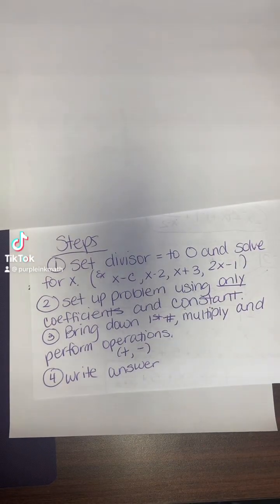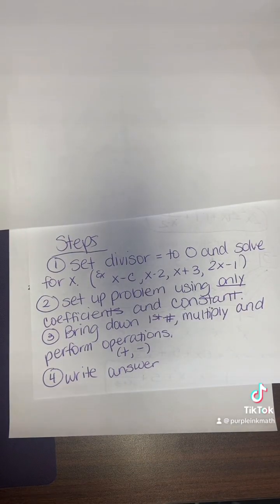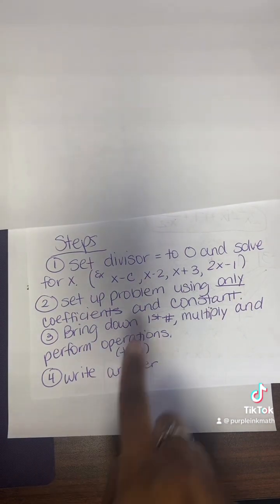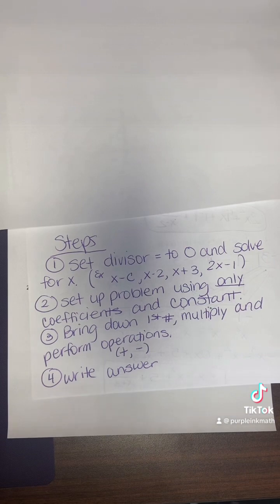Here's a video on solving polynomials using the synthetic division method. So here are some steps. I want to set my divisor equal to 0 and solve for x, and then your divisor looks like x minus c: x minus 2, x plus 3, 2x minus 1.